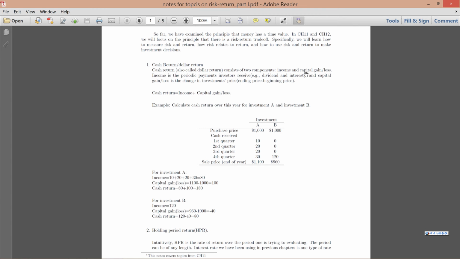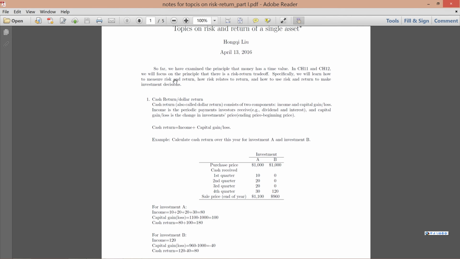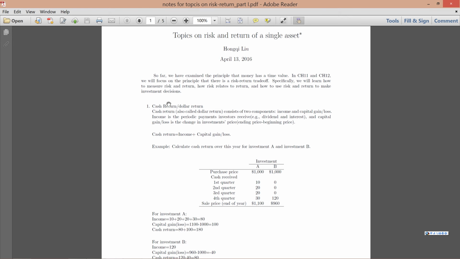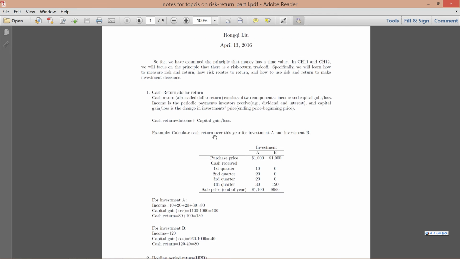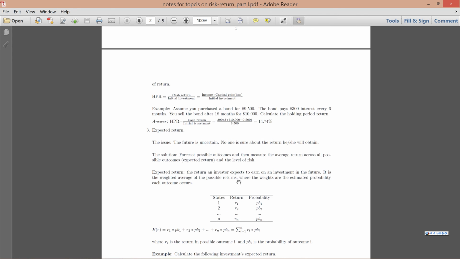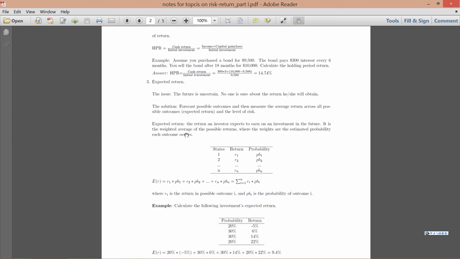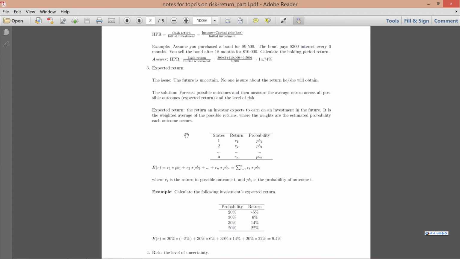In the in-person lecture last Friday we've covered some topics already. If you were not in the class for some reason, here are the full version notes, so you can take a look at it. We talked about cash returns and dollar returns and also the holding period return and the expected return. Today I will be covering the rest of those notes.